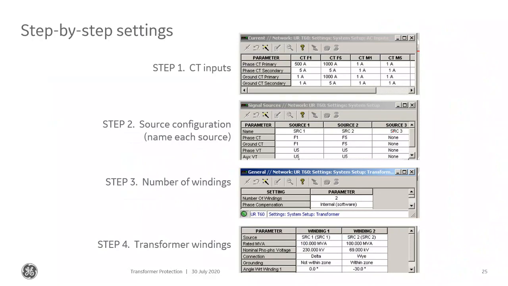So grounding again means, is there a ground source within the zone of protection? So most likely that delta does not have a ground source in the zone of protection, so it's set to not within zone. And the Y looks like it's solidly grounded, so I'm going to set that within zone. And winding 2 lags winding 1 by 30 degrees. So the angle with respect to winding 1 is minus 30 degrees. Angle with respect to itself on winding 1 should always be 0.